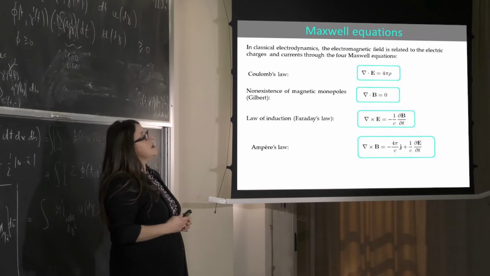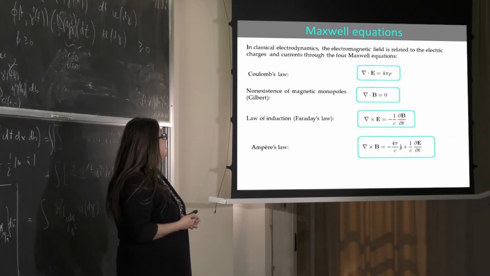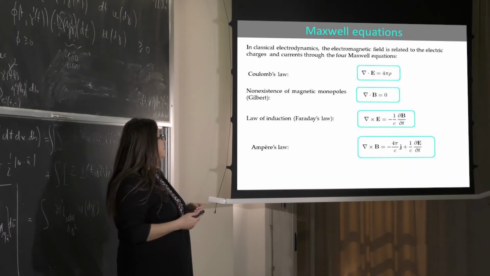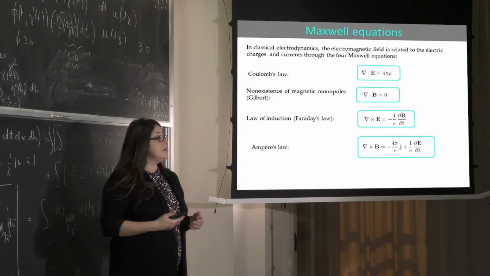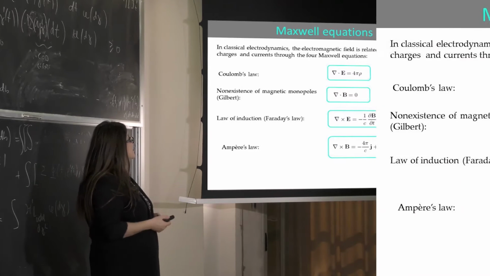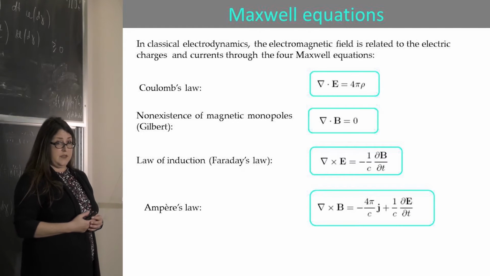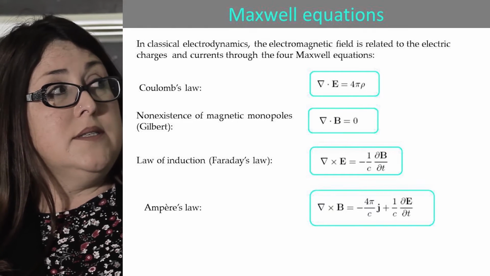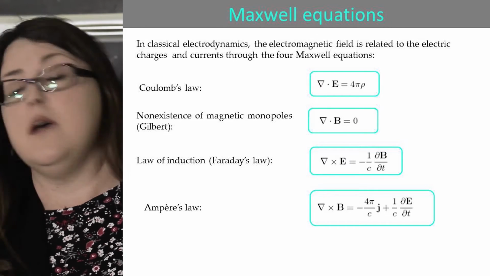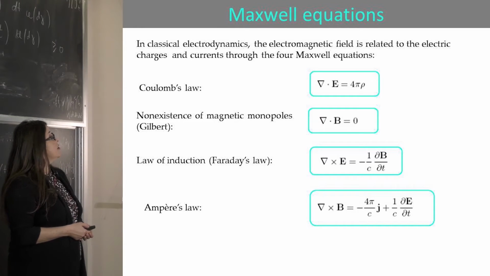If we go to the classical Maxwell equations, we know that in classical electrodynamics the electric field and the magnetic field are related to the electric charges and to the electric current through the four Maxwell equations. You can recognize here the Coulomb law, which relates the electric field to the presence of an electric charge, the non-existence of magnetic monopoles, the induction law, the Faraday law, and Ampere's law. These are the classical Maxwell equations that you should know very well.